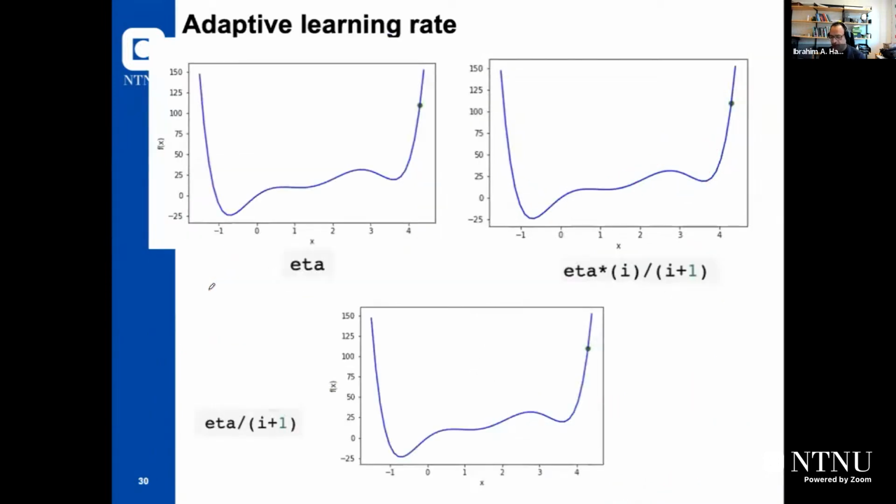To avoid this problem, we need to use something called adaptive learning rate. In this adaptive learning rate, we can start with a small eta, correct? Do you see this oscillation? Yes. Did you see this oscillation? So we go forward, backward, forward, backward.